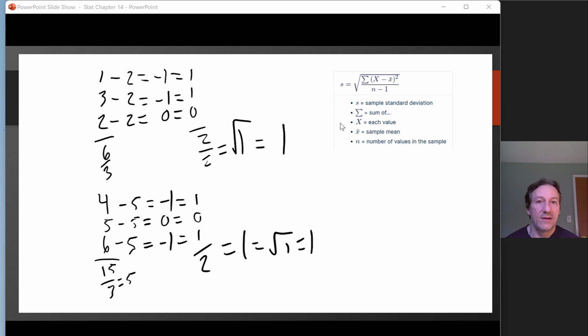This is getting the standard deviation. Hopefully you remember how to do that. We would get the mean. And so it's 2 minus 2 for each one of these, and then we would add those up. The mean for this one is 5. So 4 minus 5 equals -1.